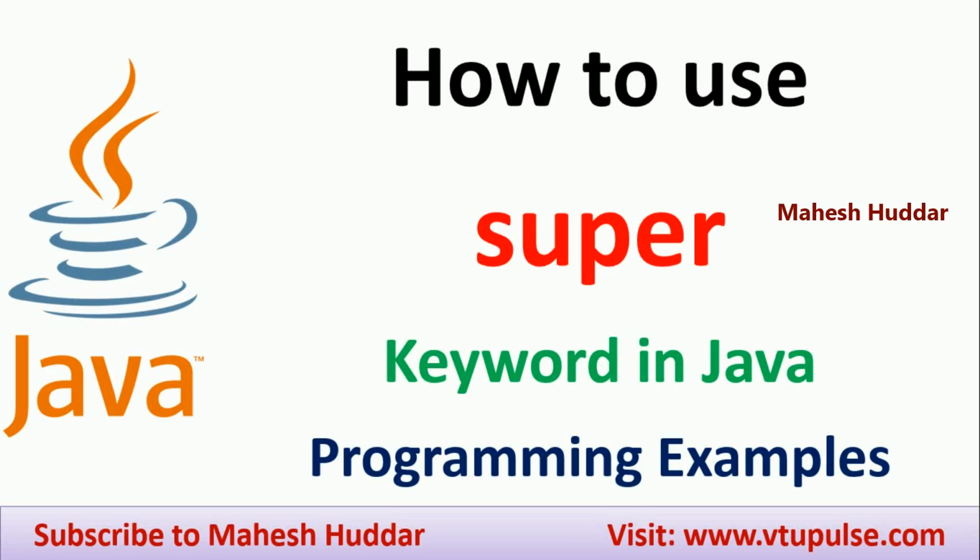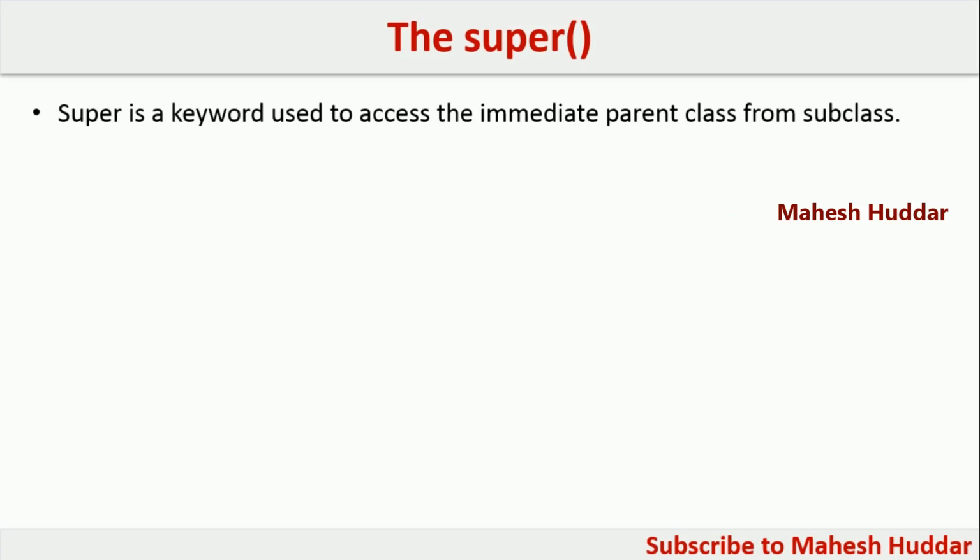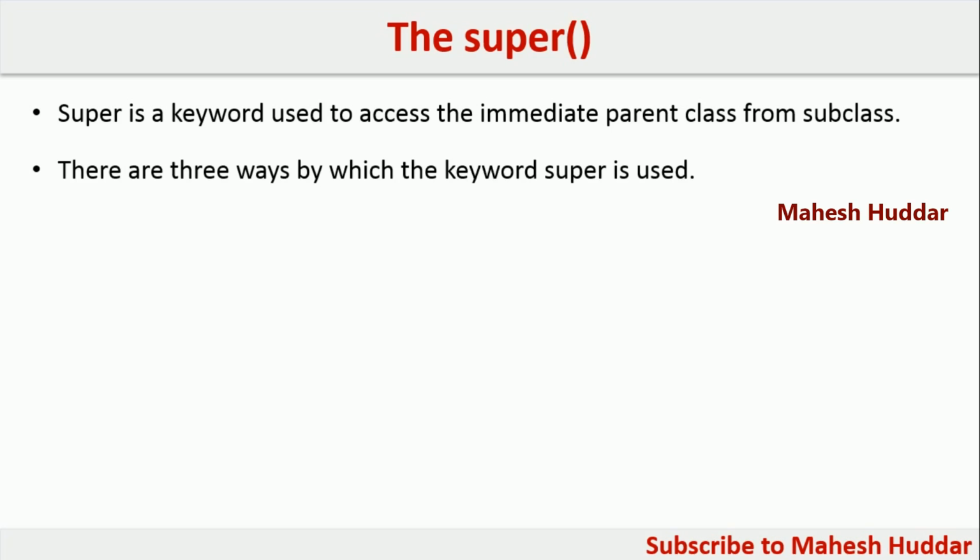Hi, welcome back. In this video, I will discuss how to use super keyword in Java with a very simple programming example. Super keyword is used to access the immediate parent class from the subclass. For example, you have used inheritance and you have inherited the properties of one class into another class. And if you want to access the immediate parent class methods or members, in that case you can use super keyword. There are three ways by which you can use super keyword in Java.